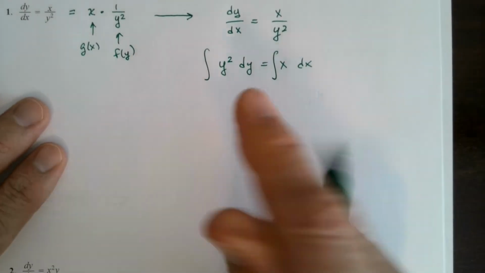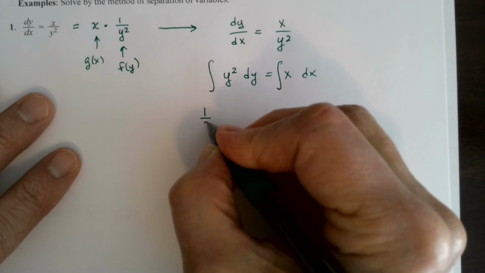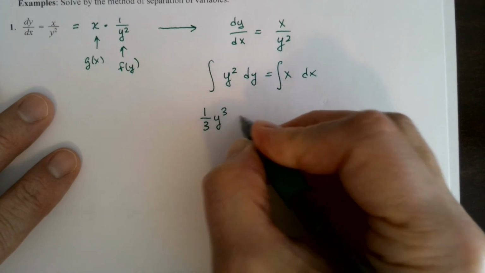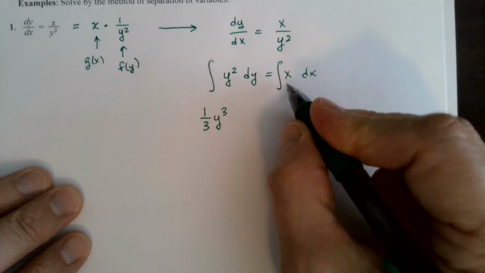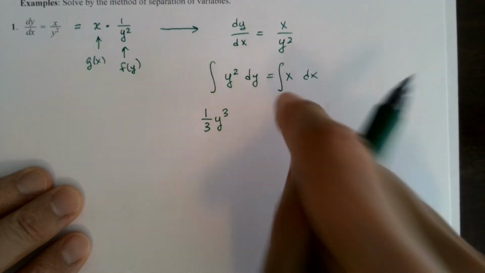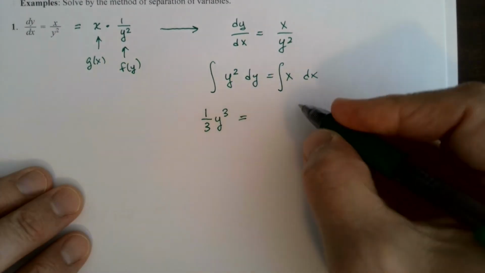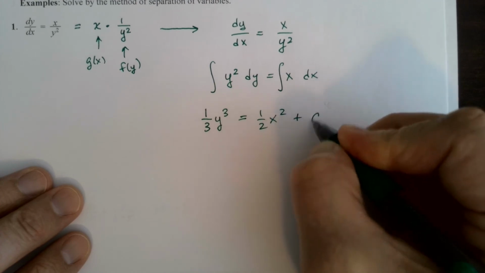And these are easy integrations. What's the antiderivative of y squared? It's 1/3 y cubed. Plus a constant, but since I'm integrating both sides, I'm going to throw the constant over to this side and combine it with the constant I get here, so I'll still just have one constant. The antiderivative of x is 1/2 x squared plus my constant.